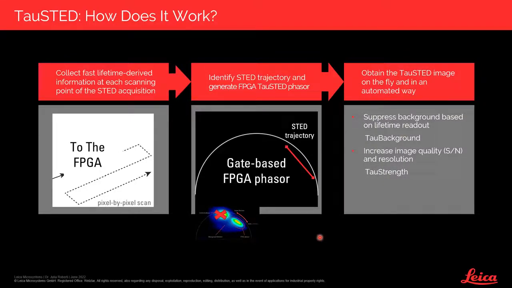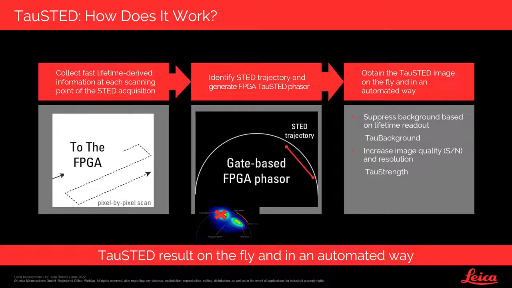And as a third step, we will obtain the tau-STED image, as I mentioned, on the fly and in an automated way. With the tau-STED output, we will be able to get an image in which we have suppressed background based on lifetime readout, and this is thanks to a tool called background. And we will also be able to increase the image quality, as signal to noise and resolution, with the second tool called tau strength. So our approach to STED with lifetime-based information works on the fly, automated and unbiased.